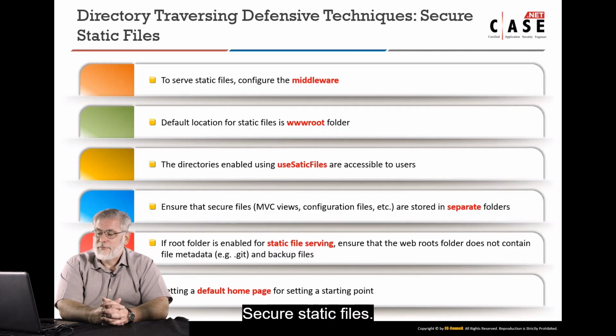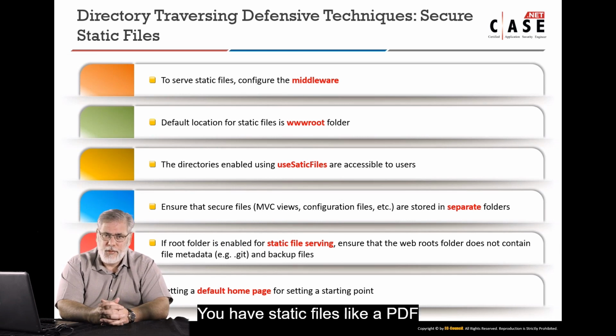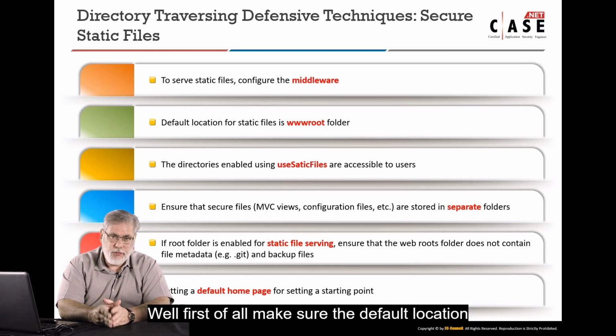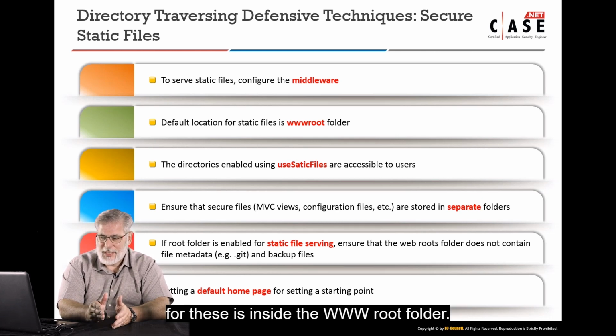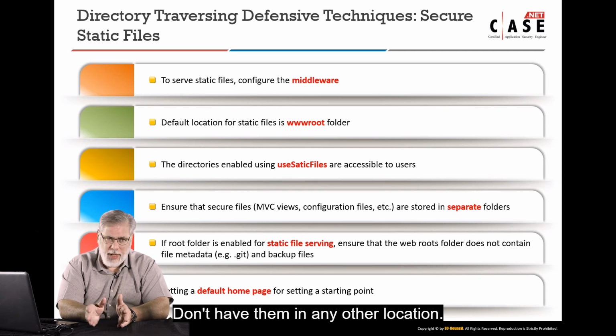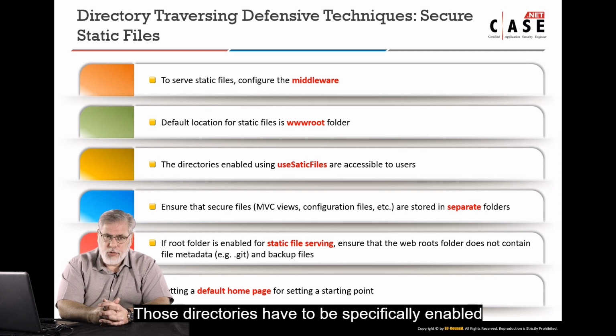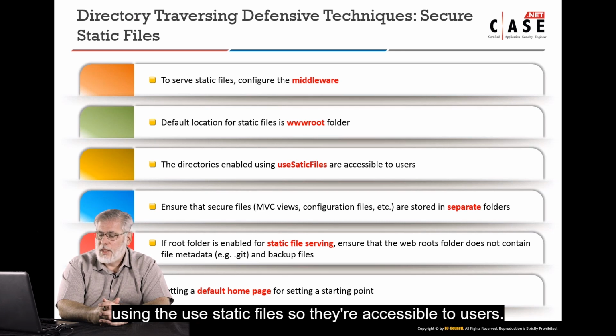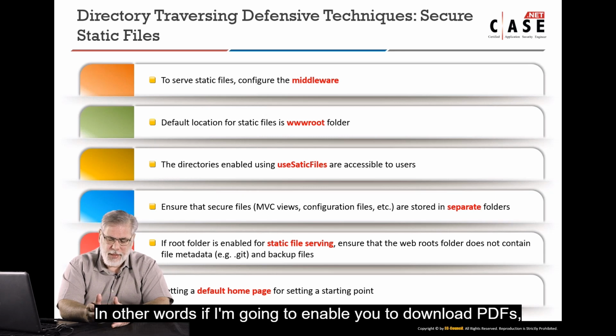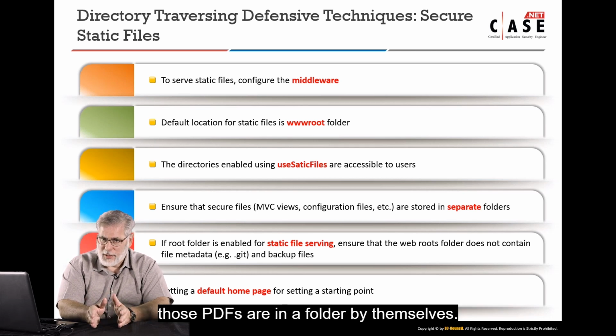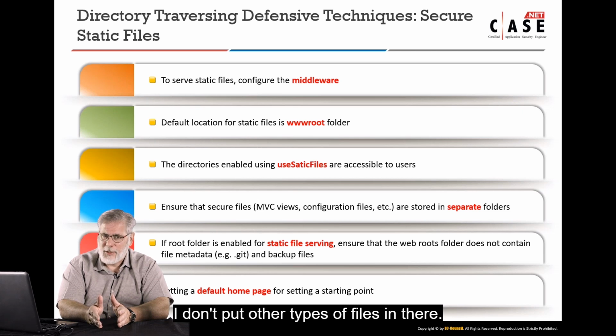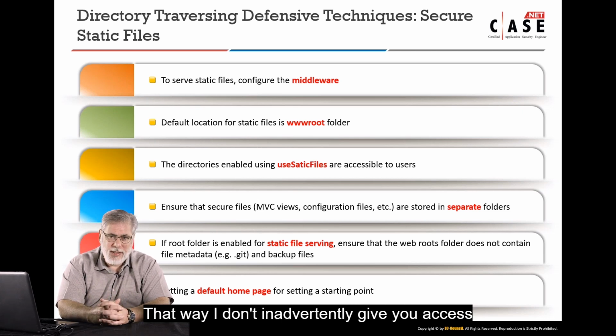Secure static files. You have static files like a PDF that you need to serve up to users. What should we do? Well, first of all, make sure the default location for these is inside the www root folder. Don't have them in any other location. Those directories have to be specifically enabled using the use static files so they're accessible to users. Make sure that secure files are stored in separate folders. In other words, if I'm going to enable you to download PDFs, those PDFs are in a folder by themselves. I don't put other types of files in there. That way I don't inadvertently give you access to things I shouldn't.